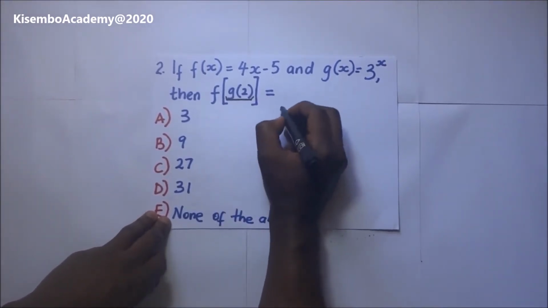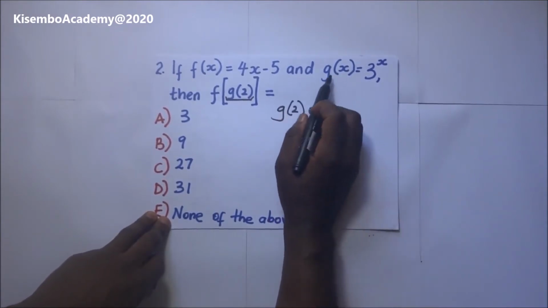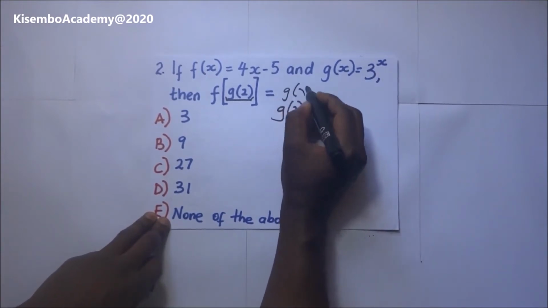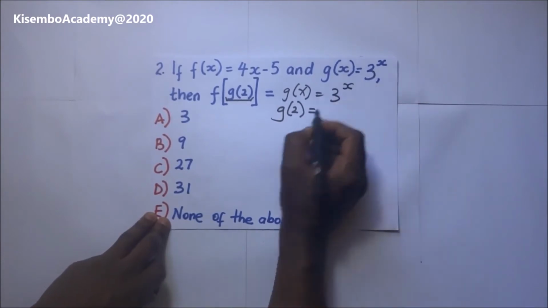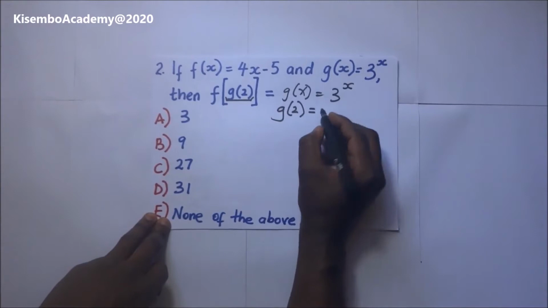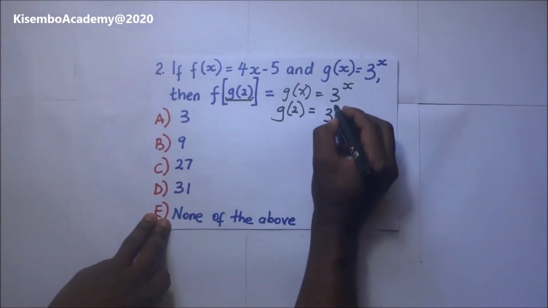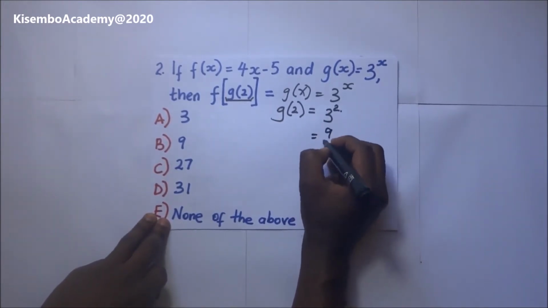So g of 2, first of all, we know g of x to begin with. G of x is giving us 3 to the power x right there. So g of 2, when the value of x is 2, is going to give us 3 to the power x. In this case, x is 2. So this is going to be 3 times 3, which is 9.